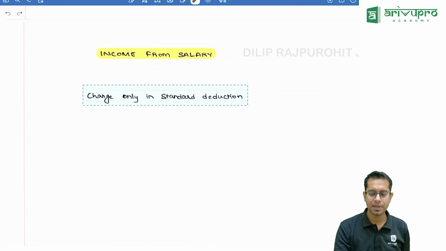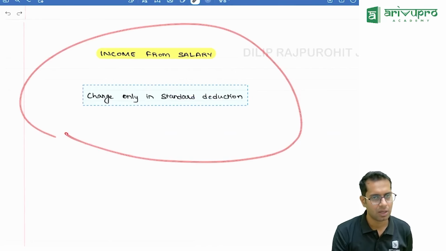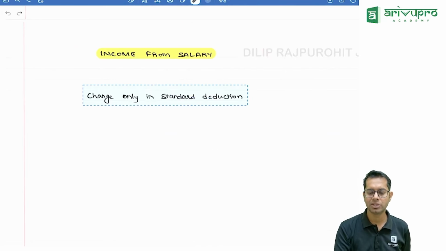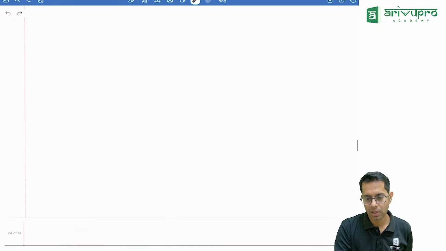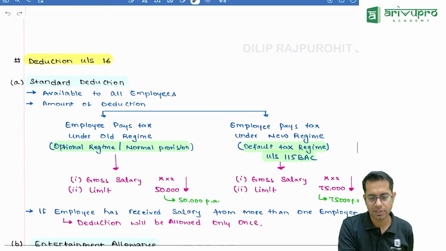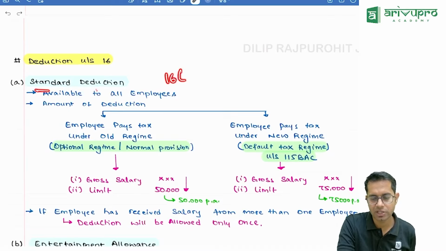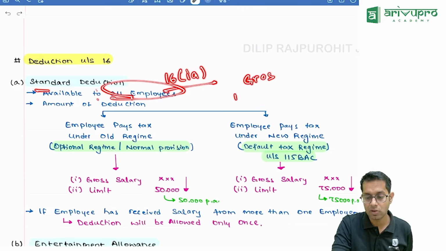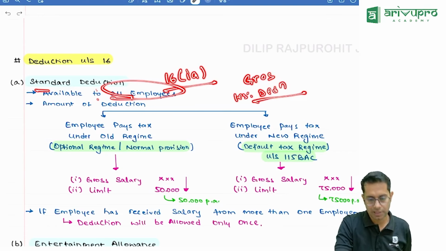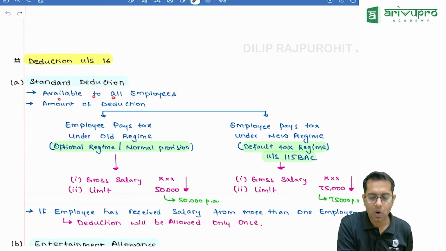In salary chapter, is there any change, sir? There is no change. Only one thing is changed: standard deduction. Standard deduction for whom? Normally standard deduction which you get, you get under section 16 clause (ia). It is available to all types of employees. Meaning from your gross salary, you subtract something. That deduction is your standard deduction.